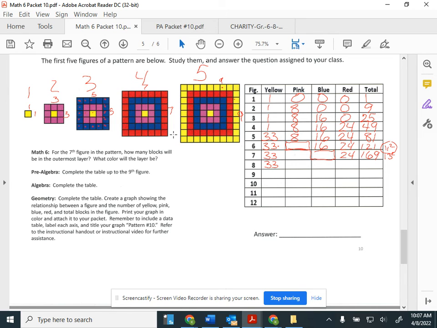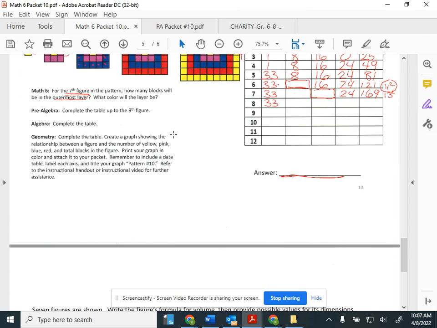Your answer that you're going to put down here is how many in the 7th figure, how many will be in the outermost layer. So you're going to want to know how many are in the outermost layer and what color that outermost layer will be. So you're going to have to do some thinking on that one. I'm not going to give you the full-on answer. I want you to use your brain. I want you to think it through a little bit.